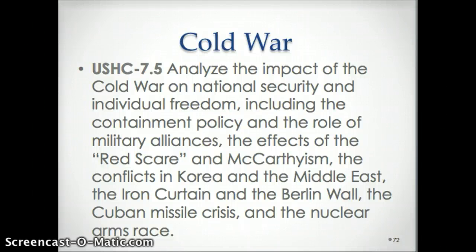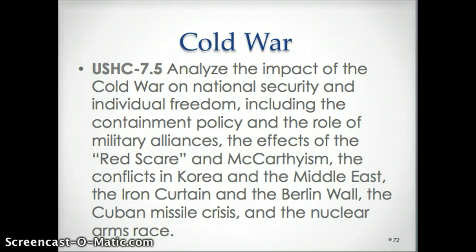We're continuing to look at Standard 7, World War II and the Cold War. We pretty much already talked about World War II. We've also discussed how the Cold War kind of started during World War II. Today we're actually going to talk about the Cold War and how the impact of the Cold War on national security led to changes in individual freedom.